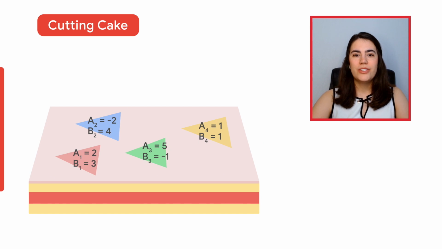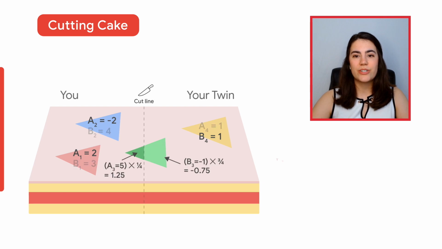In this problem, you and your twin sibling are splitting a cake for your birthday. The cake is covered with triangular icing patches of different flavors. Although you are twins, you both have different tastes in icing. Each icing patch has two values, A and B. These represent the amount of enjoyment you and your twin get from eating this icing, respectively. If you or your twin eat only part of an icing patch, the enjoyment you get is proportional to the area you ate. You get to cut the cake in two pieces by making a single vertical cut.